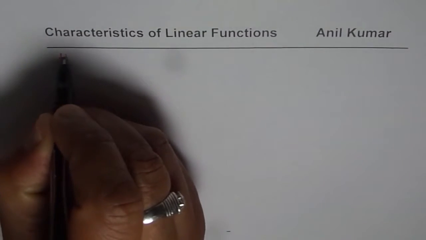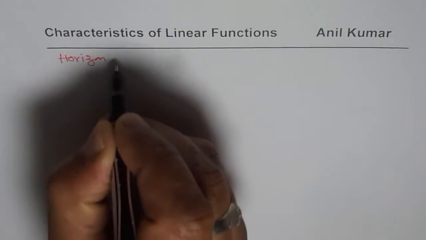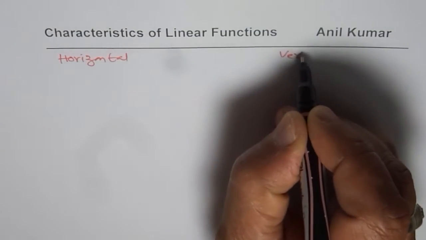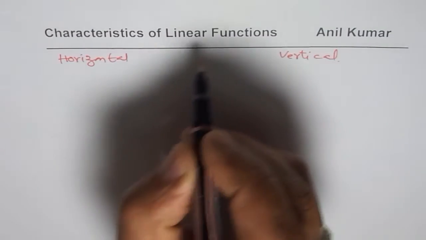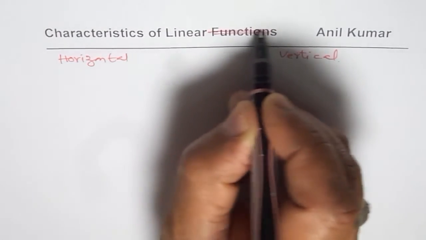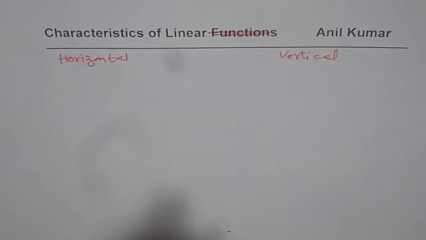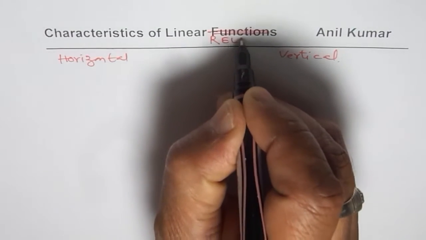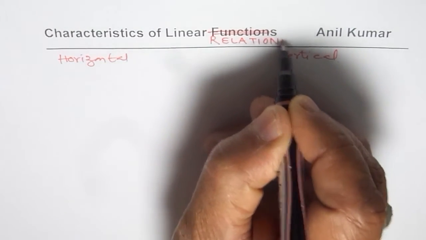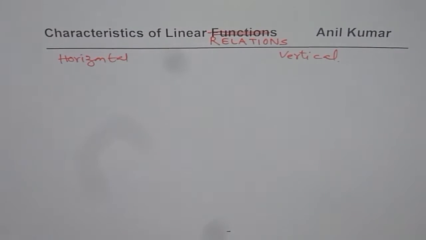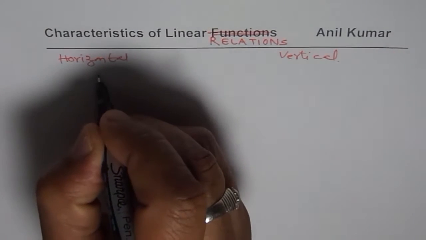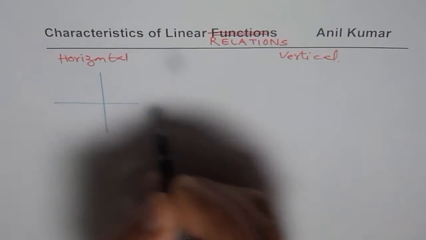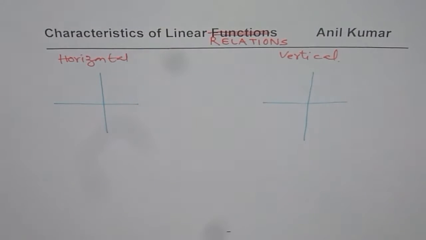We'll consider horizontal and vertical lines. We already considered slanting lines in the previous video. Let me just make a correction here. Characteristics of linear, I'm writing here, relations. Now there is a reason for this and we'll soon find what the relation is. So we are considering horizontal and vertical lines, and these are of course relations which we are talking about. You may figure out that one of them is not a function.